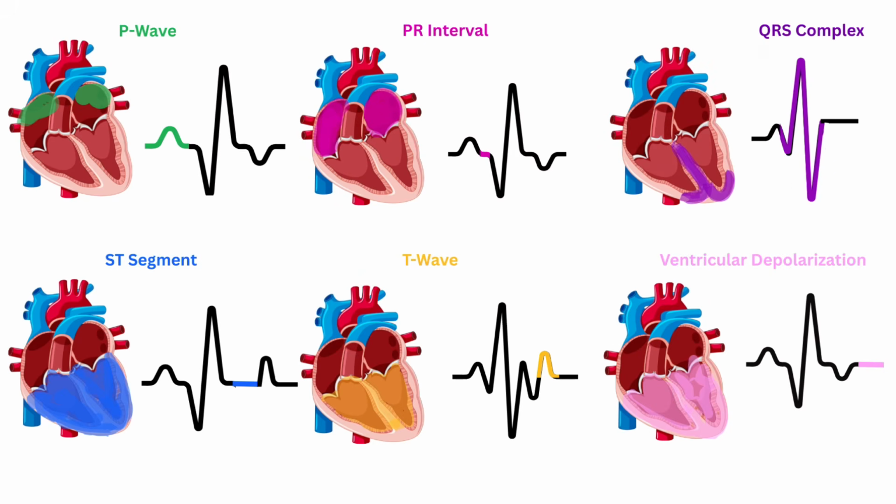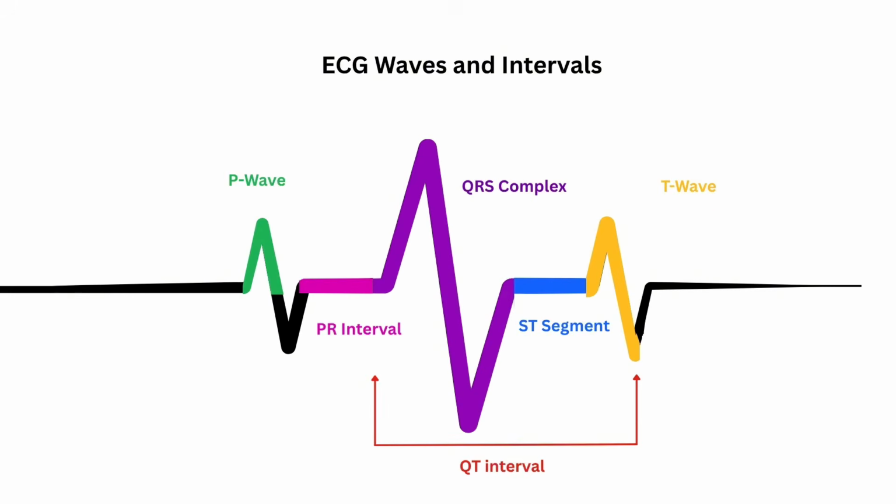The bundle of His divides into right and left pathways called the bundle branches. Then the left and right branches send electrical signals to the Purkinje fibers. The Purkinje fibers then in turn contract the ventricles. The electrical recording of this activity is called an electrocardiogram, aka EKG.